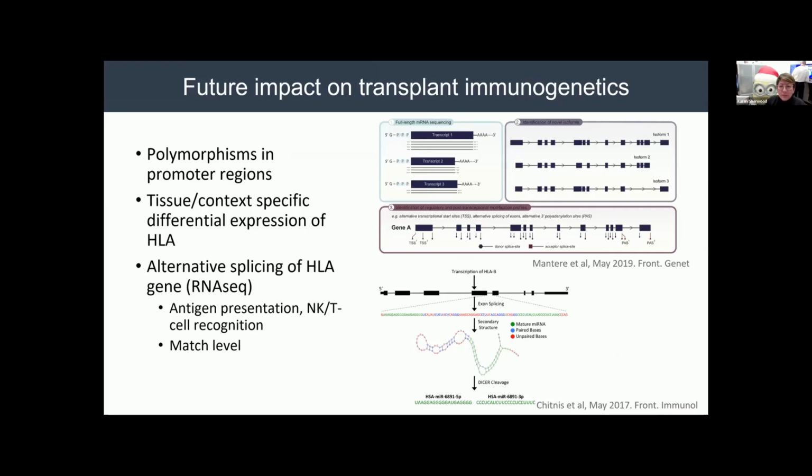And also, while we begin to understand there are many different mechanisms that govern expression of HLA proteins, we are as yet unable to predict the amount of HLA protein on the cell surface of any one individual, or even on different cell types within the same individual. So this is where doing RNA-seq, using these rapid platforms, identifying polymorphisms in promoter regions, looking at the tissue or context-specific differential expression of HLA, and alternate splicing of HLA genes really could change the way that we understand how the immune system and the HLA works.